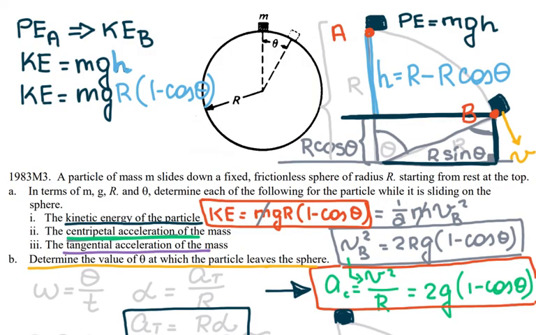And that's going to be it for the 1983 AP Physics C problem related to rotational or centripetal motion.